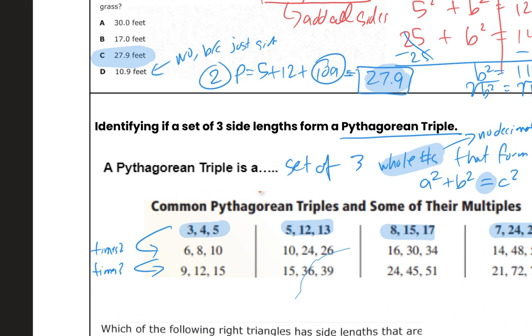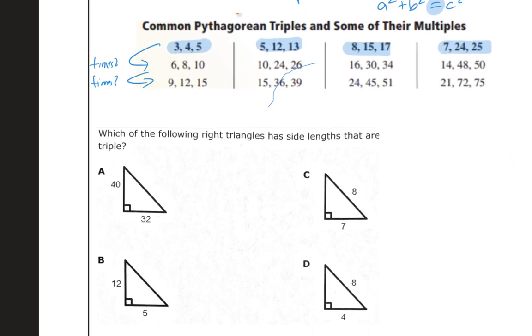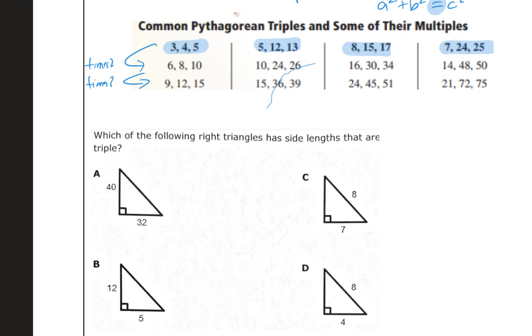All right, so let's take a look at what a problem would look like. It says, which of the following right triangles have side lengths that are a Pythagorean triple? I'll go ahead and write that in there because I didn't copy it out. So which ones of these side lengths are a Pythagorean triple? This is not a complete list. There's actually an infinite number of them. So here's how we do it.